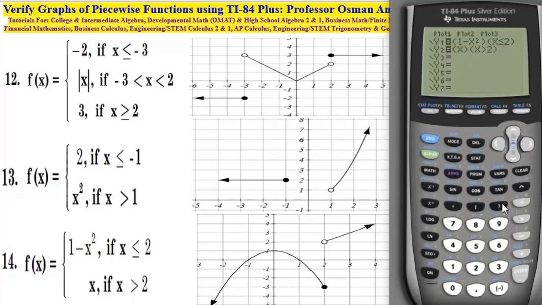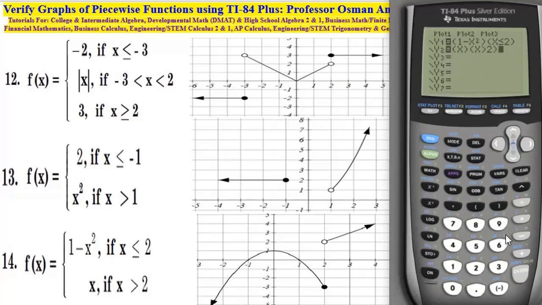Okay, so this is 1 minus x squared if x is less or equal to 2, and it is x if x is greater than 2. Okay, so there is a hole here, that means the 2 is not included in this part of the graph, which is f of x equals x.